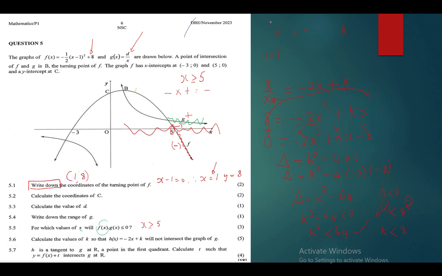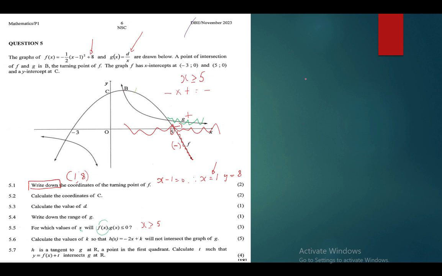So now I want to go to 5.7. I'm erasing faster. We do 5.7. What do they want at 5.7? If, okay, they are saying h is tangent to g.